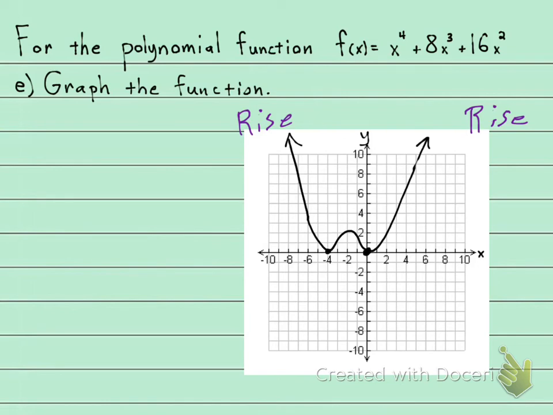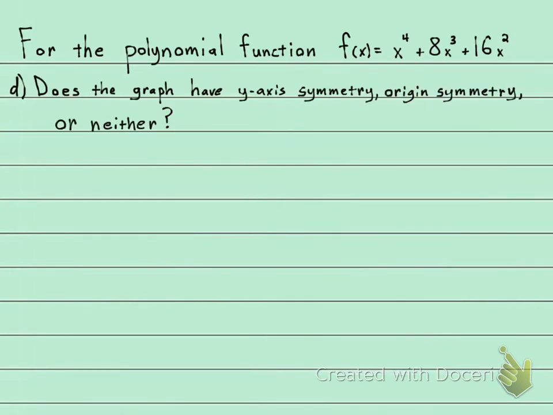And y-axis symmetry means that it would flip over this axis right here. Okay, so does everything on the right look exactly the same as all of this on the left? No, it does not. So it doesn't have y-axis symmetry either. So does the graph have y-axis symmetry, origin symmetry, or neither? And the answer is neither. All right, that's our 5-point problem.